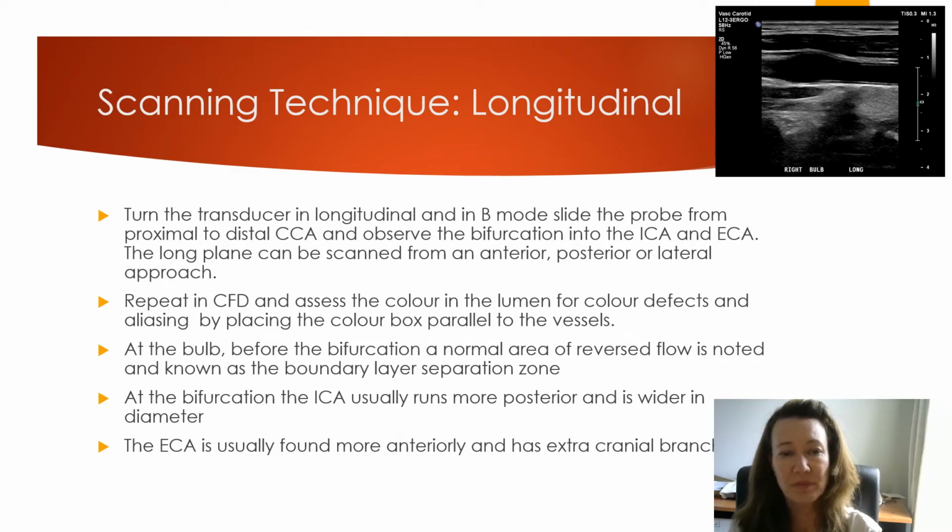At the bulb, before the bifurcation, a normal area of reverse flow is noted, and this is known as the boundary layer separation zone. You would have learned about this in your physics lecture. At the bifurcation in the ICA, it usually runs more posterior and is wider in diameter. The ECA is usually found more anteriorly and has extracranial branches.